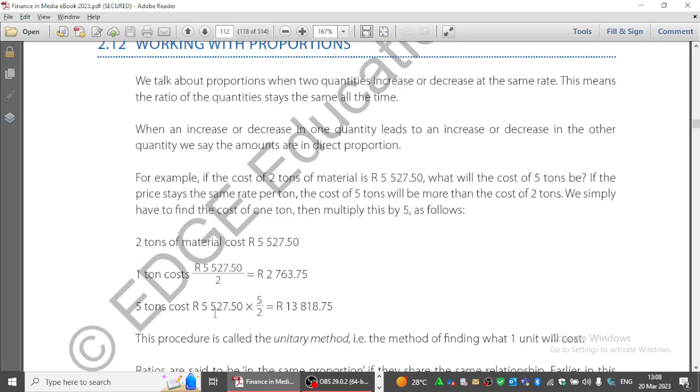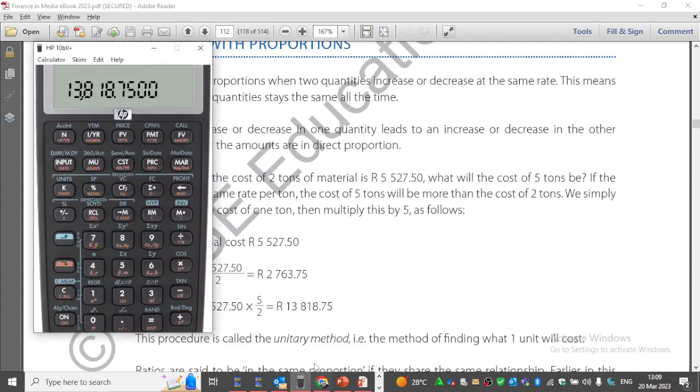But another method you can use is to say the value of 5 tons can be given as follows. We know that the value of 2 tons is 5,527, and we already know that the value of 5 tons will be more than the value of 2 tons. So we can say 5 divided by 2, which gives us an indication of how many times the value of 5 tons is compared to 2 tons. That would be 5 out of 2, giving us 2.5, meaning that the value of 5 tons will be 2.5 times more than the value of 2 tons.